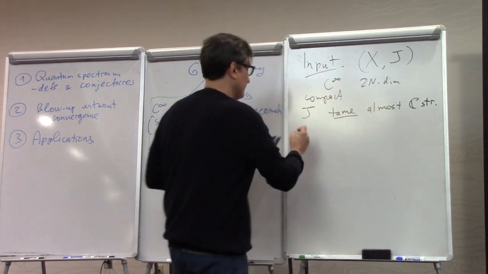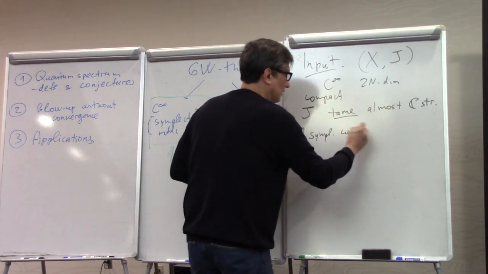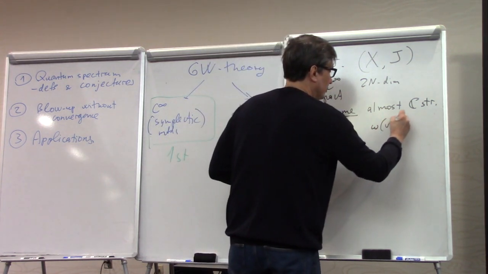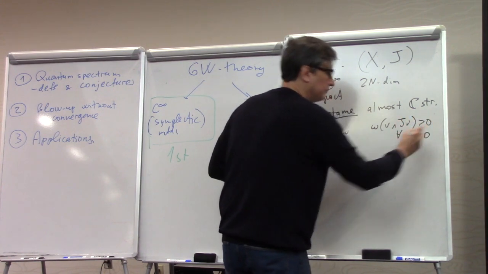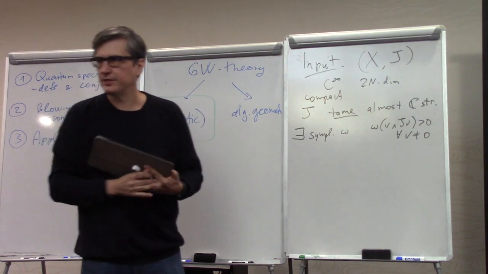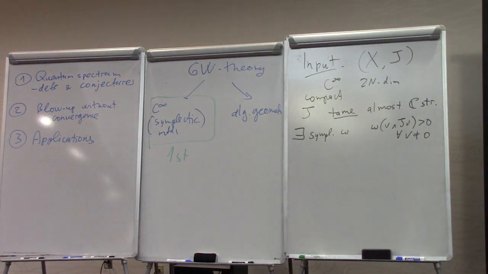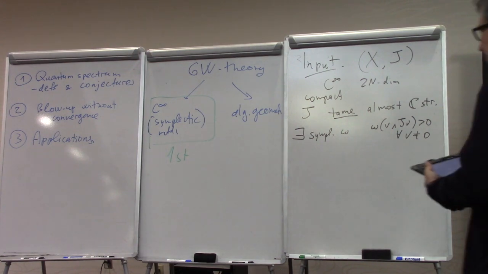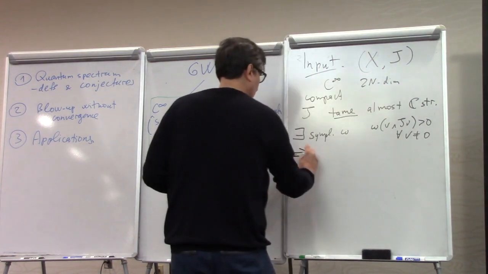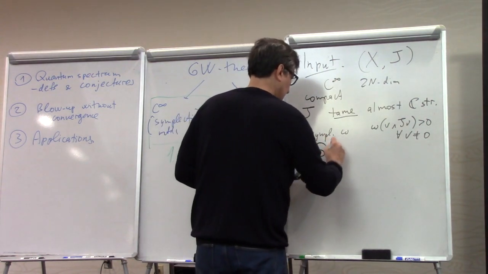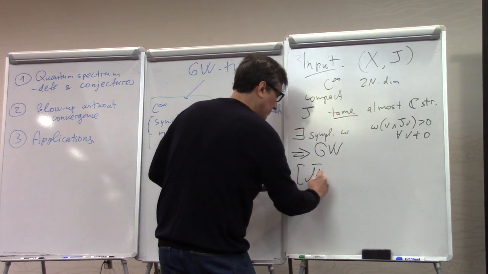Tame means that there exists a symplectic form such that omega(v, Jv) is positive for any non-zero tangent vector. This is just to guarantee finiteness of some moduli spaces, compactness of moduli spaces. And so the symplectic form is not part of the structure. And the output is GW invariants, which will be like virtual fundamental classes of moduli space of stable maps.